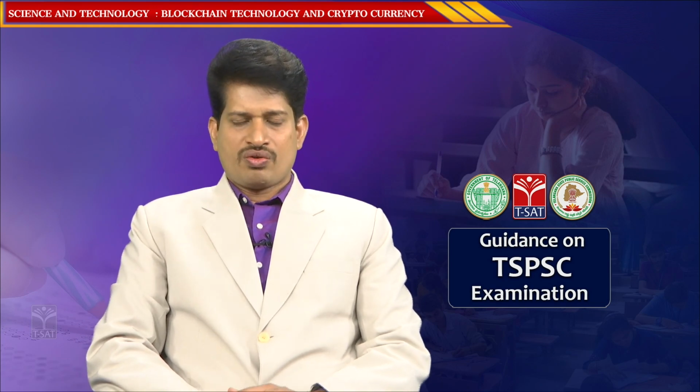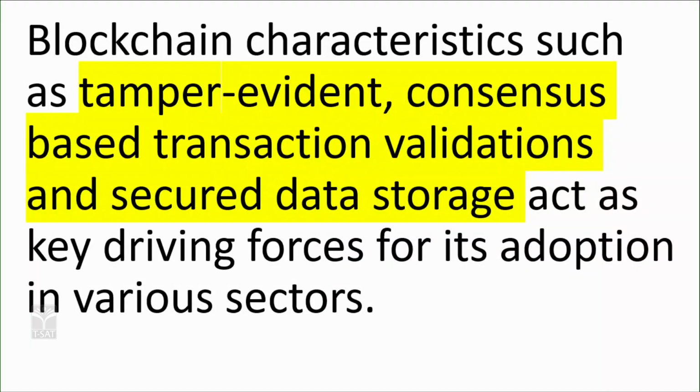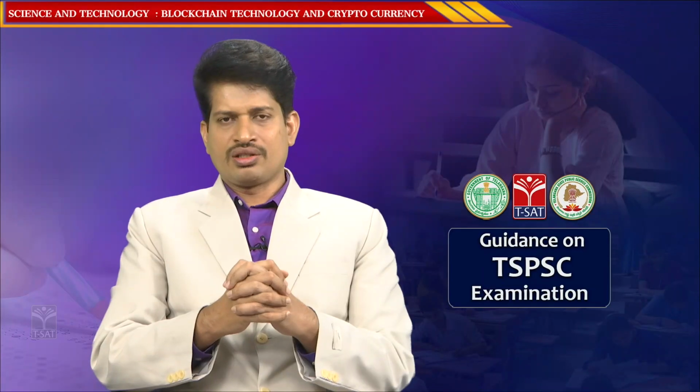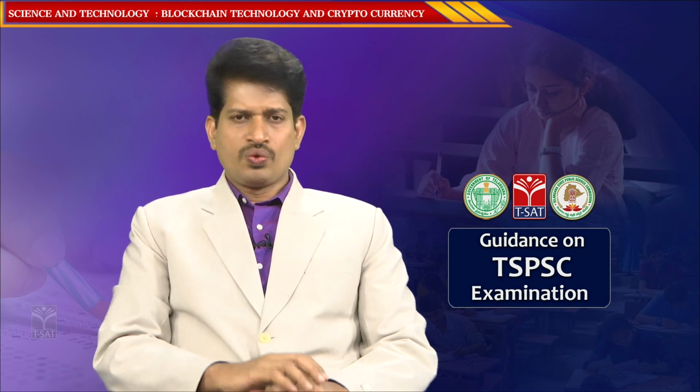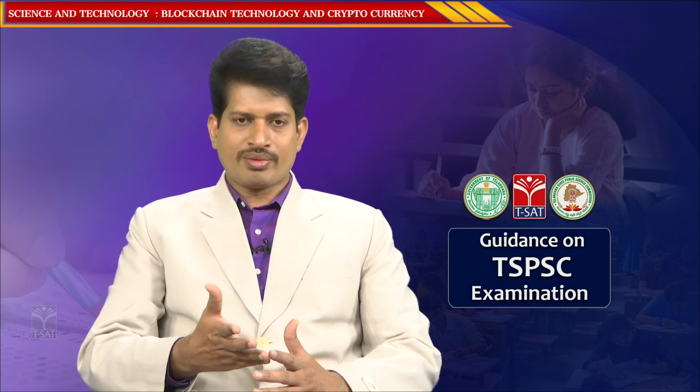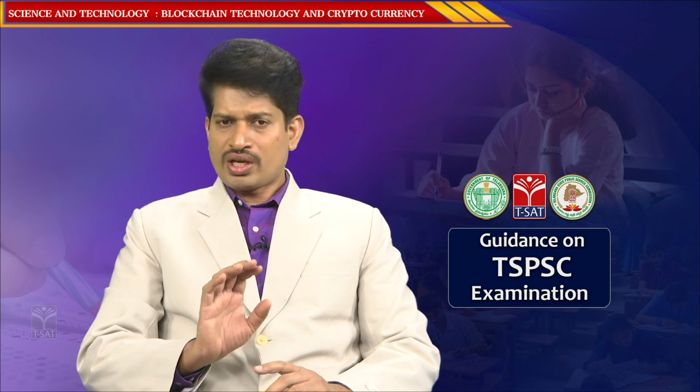Blockchain characteristics such as tamper evident, means for example, somebody is hacking and transacting your money. With the help of IP, we can identify where this fraud has happened very easily. That is what tamper evident is, because for somebody to intrude into your domain, there must be an IP. So, we can identify the place where this fraud has happened.